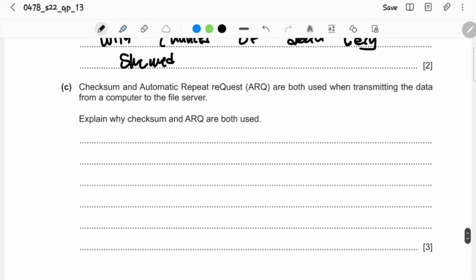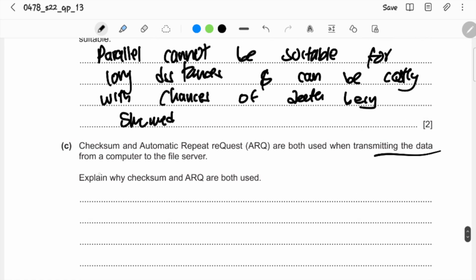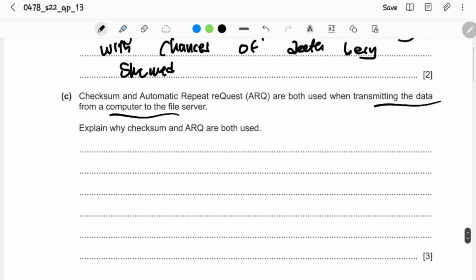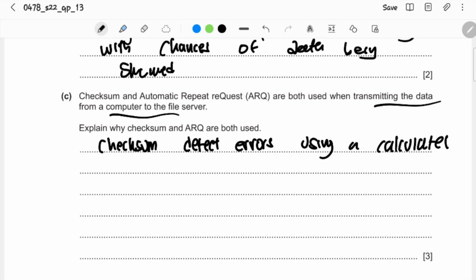Explain why checksum and ARQ are both used when transmitting data from a computer to a file server. So you can just explain how checksum works. Checksum detects errors using a calculated value. I'm hoping you already know how this works. Before transmission it calculates a value, then after transmission takes place, it does the calculation again and then compares the two. Now ARQ, on the other hand, uses timing signals, so uses timeout and acknowledgements.